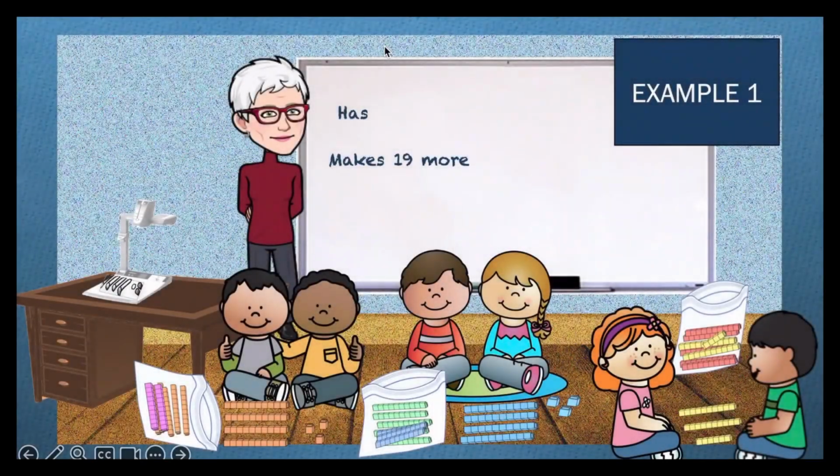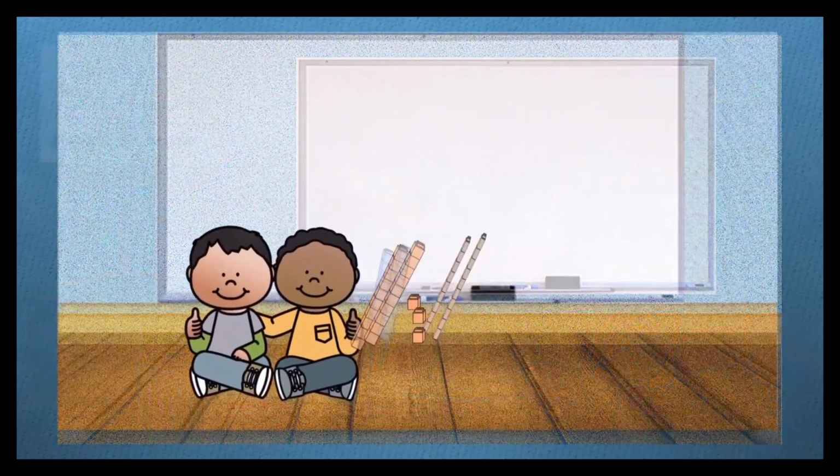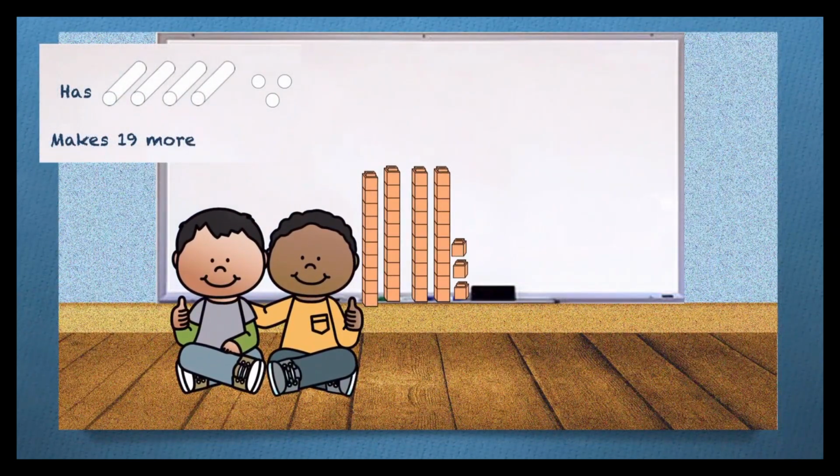Example 1. The teacher posed this task by showing the initial quantity as a visual image as shown here. This is what Joe and Michael did. They got out 4 rolls, 4 sticks of 10, and 3 pieces.